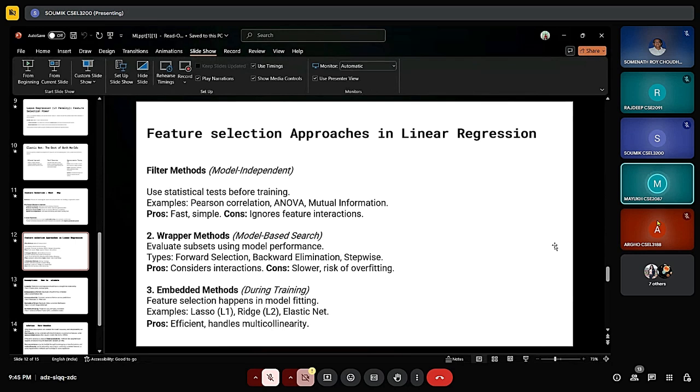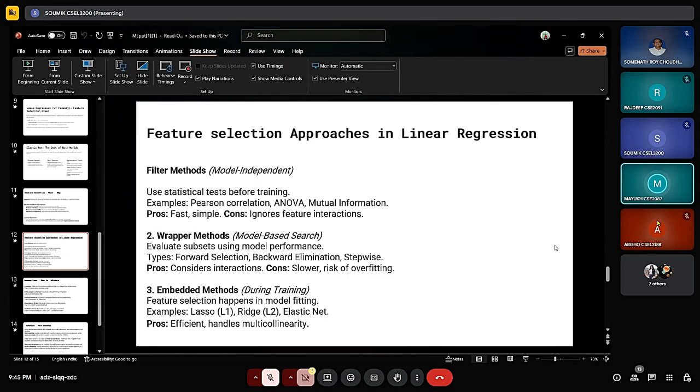Good evening, sir. I am Mayur Bhattacharya and I will be presenting the rest of the presentation. So, feature selection approaches in linear regression. First is filter methods, which is model independent. It uses statistical tests before training, like ANOVA, mutual information, and Pearson correlation. Pros are it's fast and simple, while it ignores feature interactions.